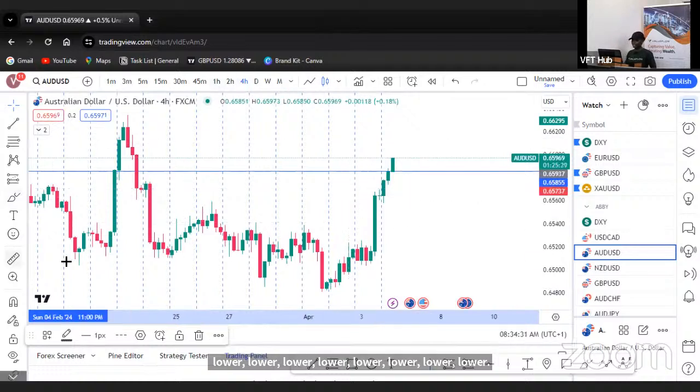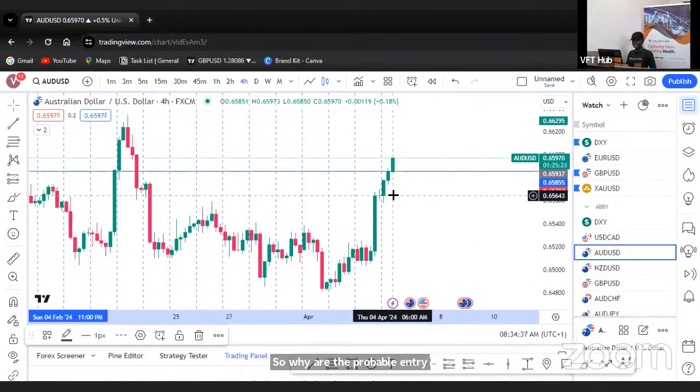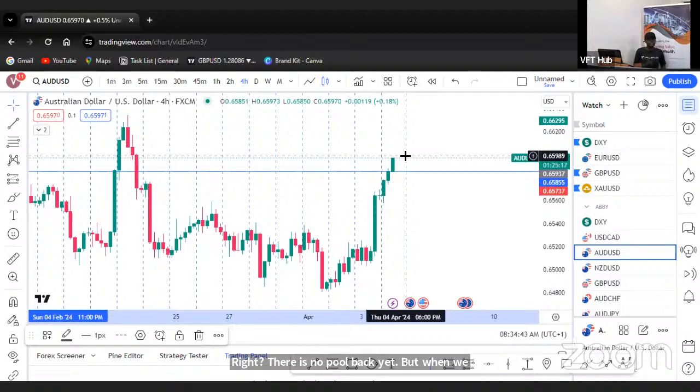So where is the probable entry or the probable retest level for this guy? Now we cannot draw a fib on this swing because we do not see any pullback yet, right? There is no pullback yet. But when we do see a pullback, we'll be looking at the premium level, being the 50 or the 61.8% fib levels on our Fibonacci swing, for us to continue buying AUD/USD.